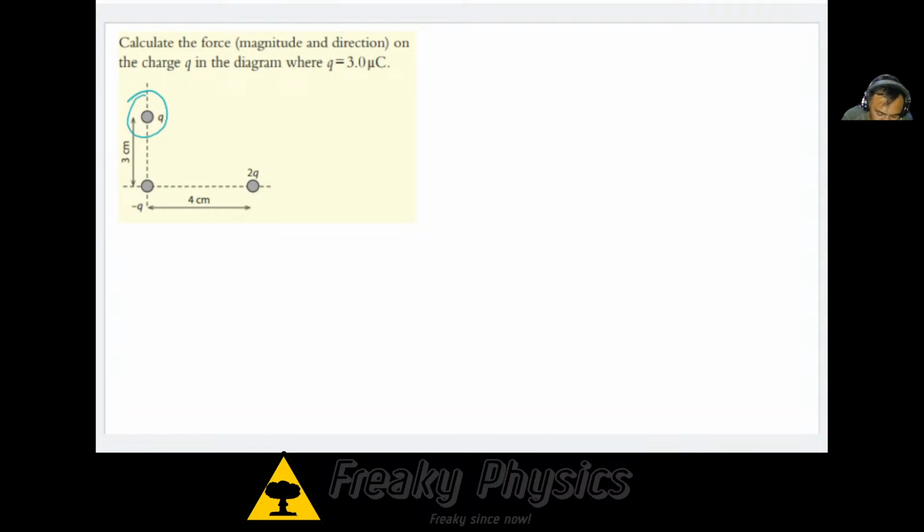Okay. So does that mean I do 3 centimeters instead? That's one of the distances you have to consider. Yes. The 4 is going to be useful later. Okay.